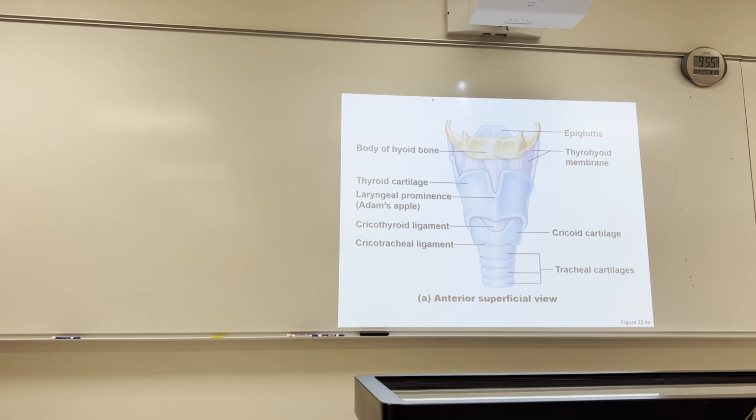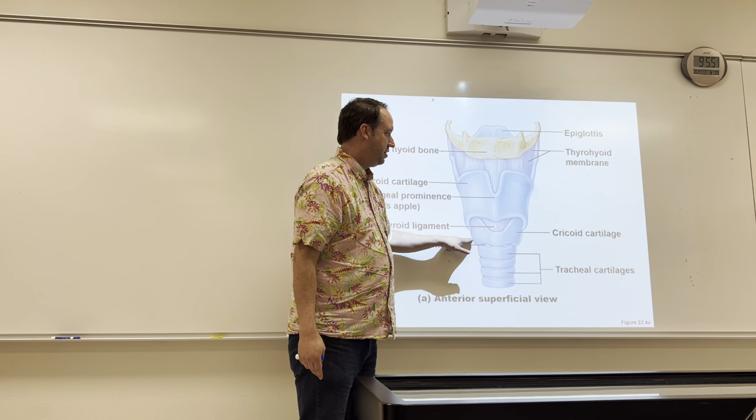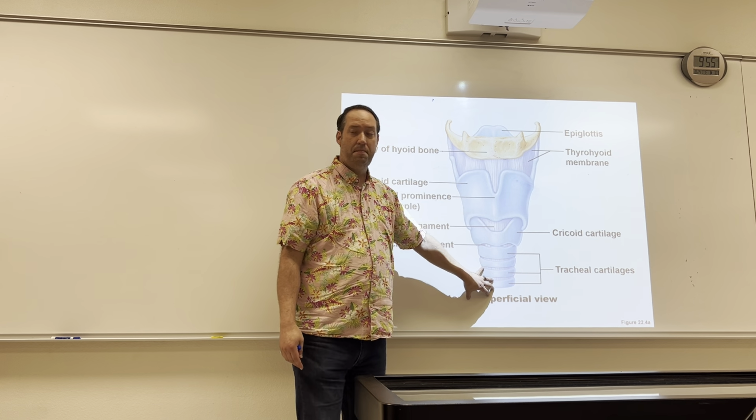So here's the front, and we see the hyoid. There's the thyroid cartilage, cricoid cartilage, and then here's the trachea proper.